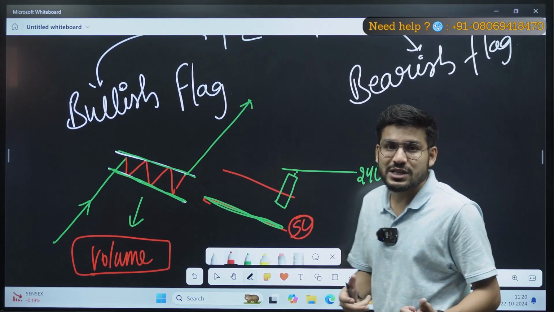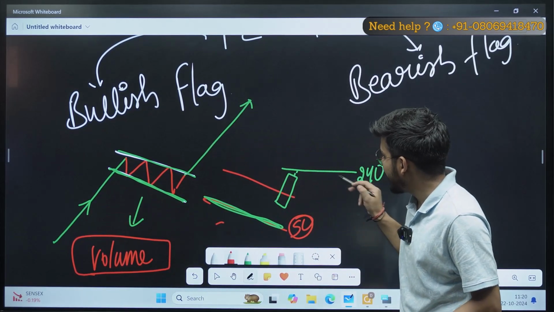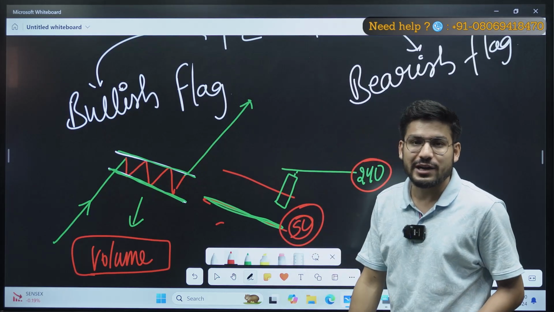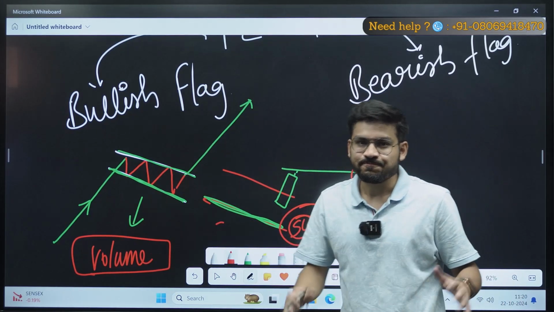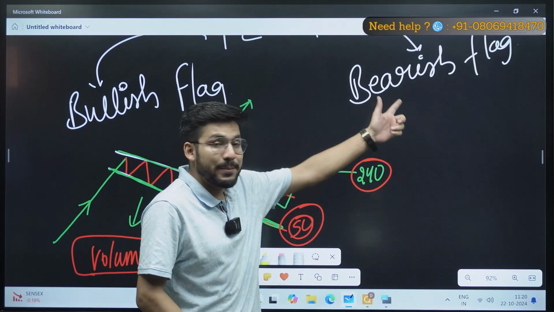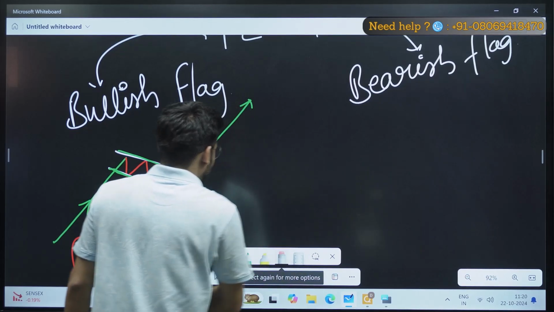So I hope the concept is clear. I hope you understand what you have to analyze, how to take the entry, what your entry price is and what your stop loss will be in the market when you are trading the bullish flag. Now we will go into the bearish flag and see how it looks.